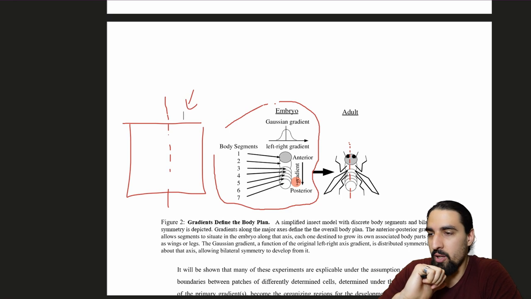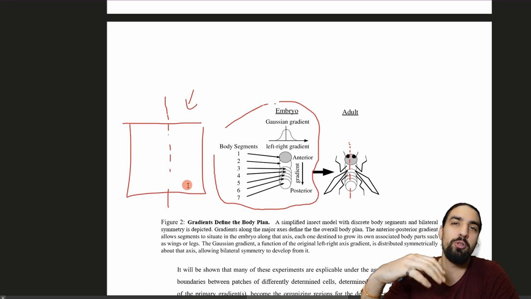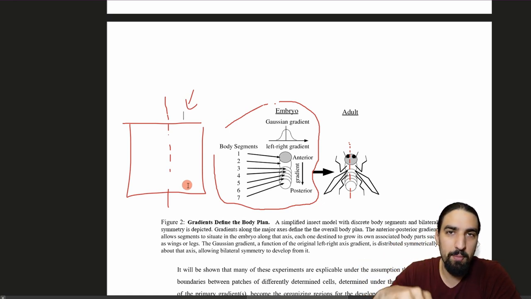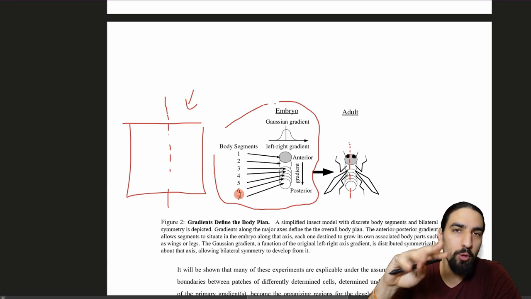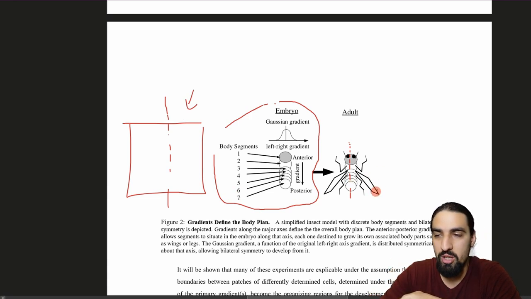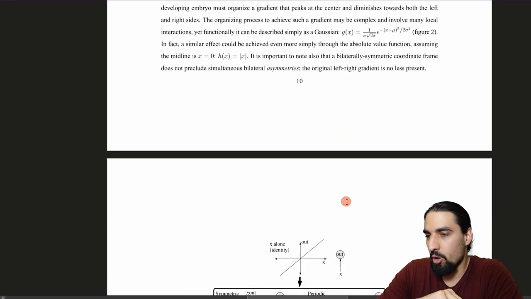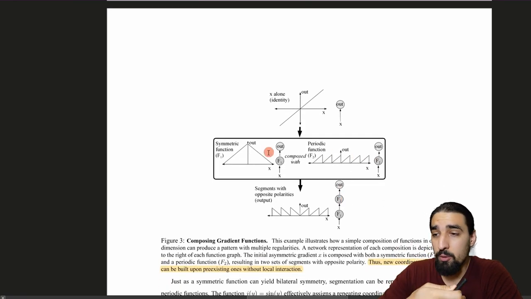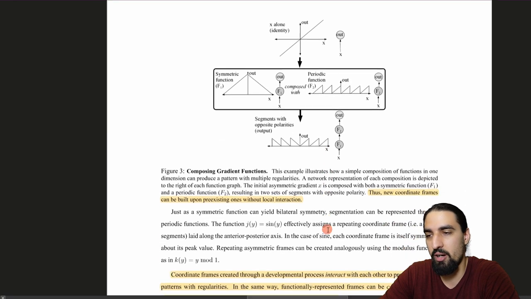Okay, so now let's see how we generate these 2D spatial signals, which are going to loosely represent these chemical gradients, and that's going to be a blueprint for how to generate the morphology, like the body of some biological organism. Remember, we're trying to build a developmental model for biological organisms. So here is one way we could be composing functions. Here we have a symmetric function, here we have a periodic function. You can see we can generate arbitrary patterns by doing this.